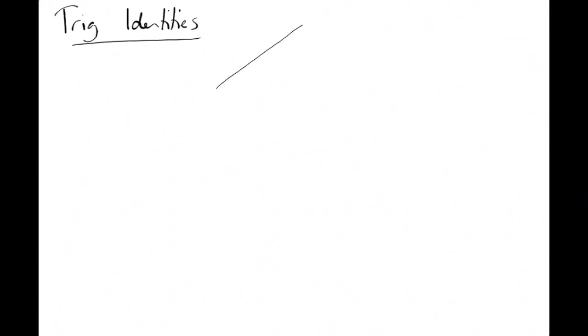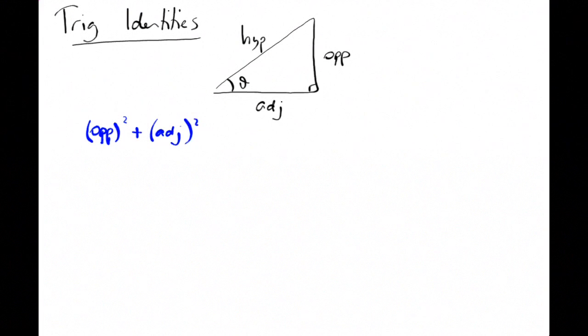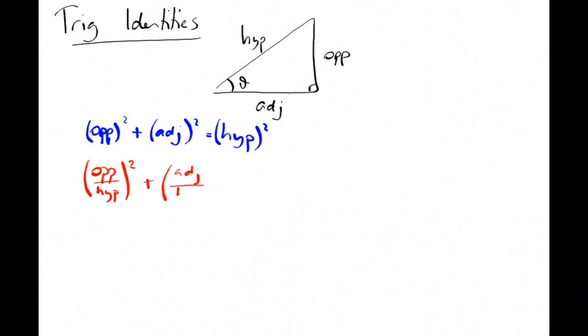Trig identities. We'll have a look at a general triangle. We'll call an angle theta. We've got the opposite, the adjacent, and the hypotenuse. Pythagoras tells us that opposite squared plus adjacent squared equals the hypotenuse squared. What we're going to do is divide through by the hypotenuse squared. So we get opposite over hypotenuse all squared plus the adjacent over hypotenuse all squared equals the hypotenuse over the hypotenuse all squared. What I did to one side, I did to the other.